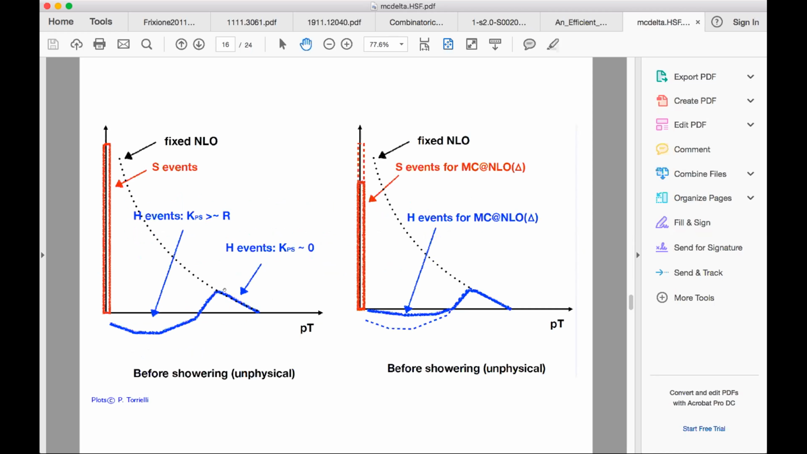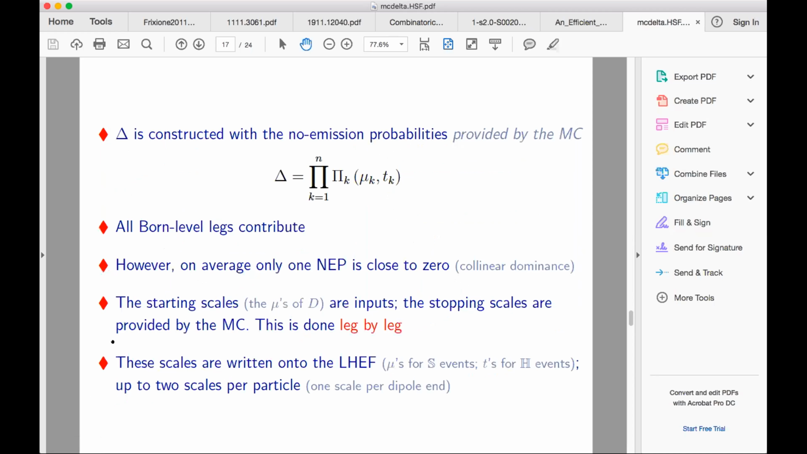So in picture, this is the situation. This on the left is the situation in MC@NLO. On the right, you have what happens in MC@NLO-Delta. So this blue curve is brought up, and essentially all of the negative weights in this region here are deleted before starting the shower. Okay, so this implies that your hard events will have a much smaller number of negative weights with respect to MC@NLO.